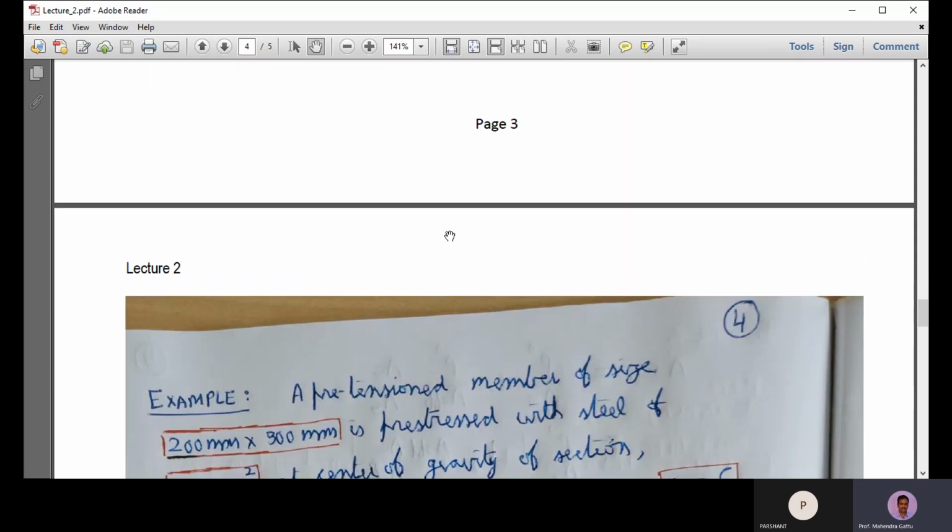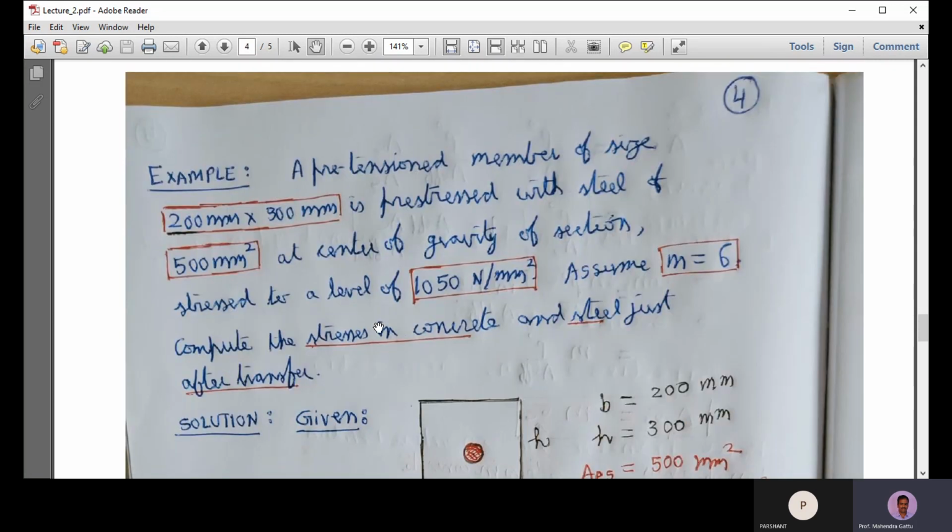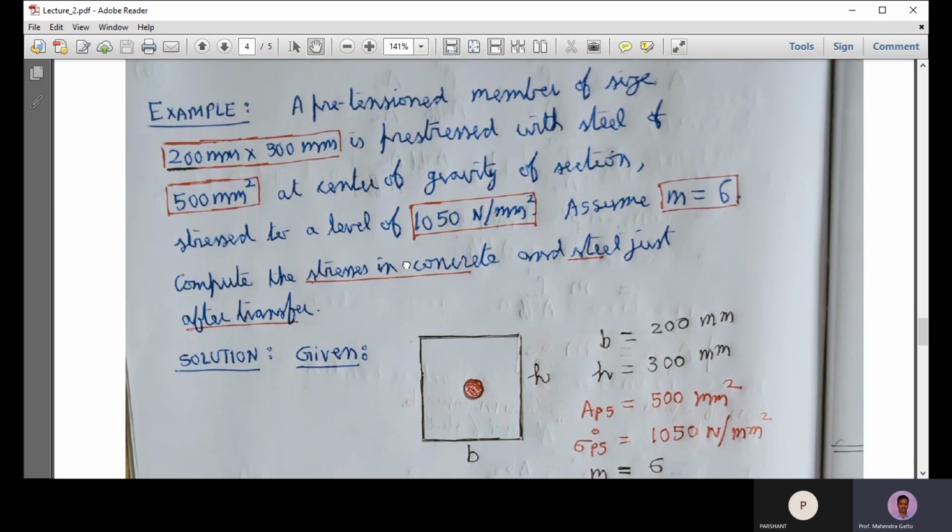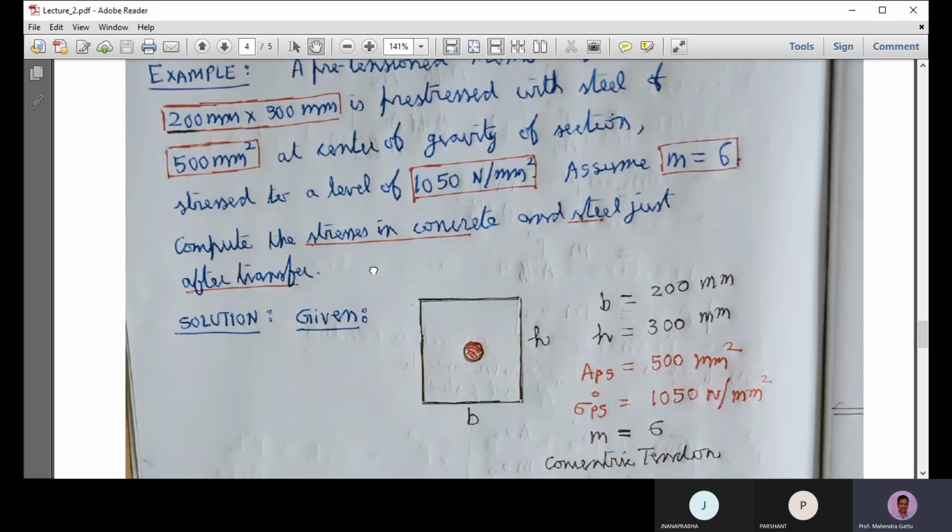So we can solve a very simple problem. I have discussed this in class on that Microsoft whiteboard, but since I couldn't make the slides, I'm just repeating the problem again. So we have a pretensioned member of size 200 by 300 millimeters. It is pre-stressed with steel of area 500 millimeters square. The tendon is at the center of gravity of the section, and the pre-stressing applied through hydraulic jack is 1050 Newton per millimeter square. So m value is given as 6. So we are asked to compute what is the stress in concrete and steel just after transfer.